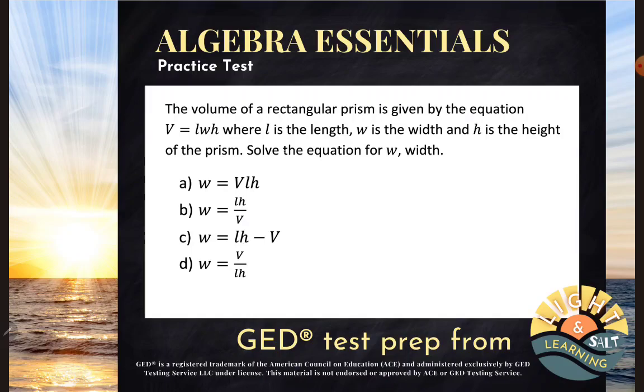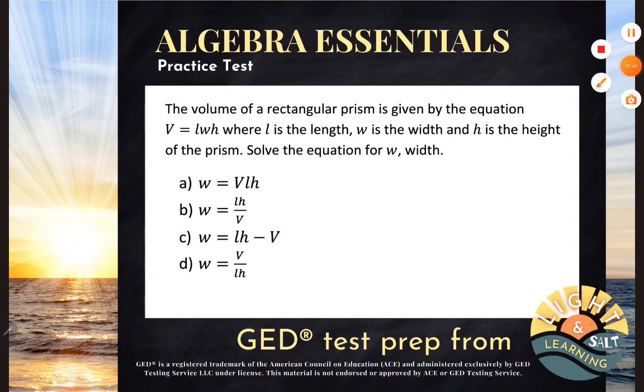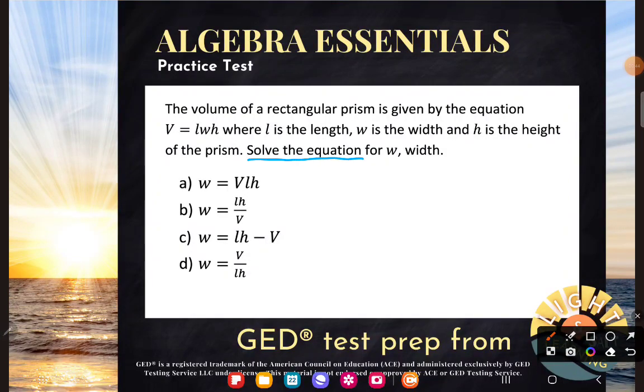All right, so what are they asking us to do? They're asking us to solve the equation for W. That's some interesting language. Width. Well, where's the equation? V equals LWH. Now, it'd be easy to say, hey, Kate, I can't solve this equation for W because I don't know what V, L, and H are. You don't have to know what V, L, and H are in order to get W alone, right?